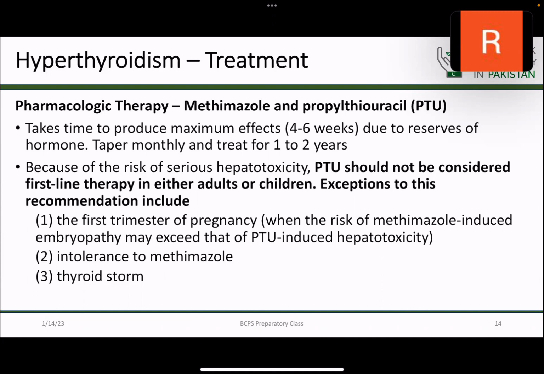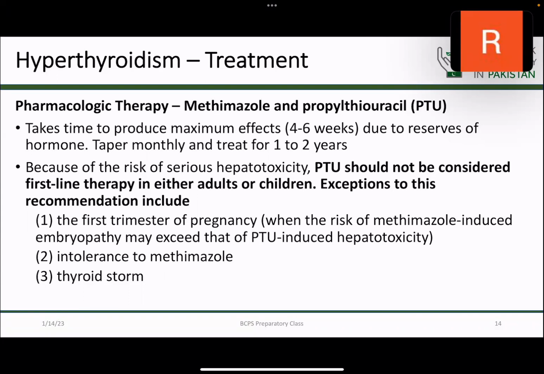And there is some risk of serious hepatotoxicity. And that's why propylthiouracil should not be considered as a first line therapy in adults or children. So the first line therapy is methimazole. Propylthiouracil is reserved for some cases.